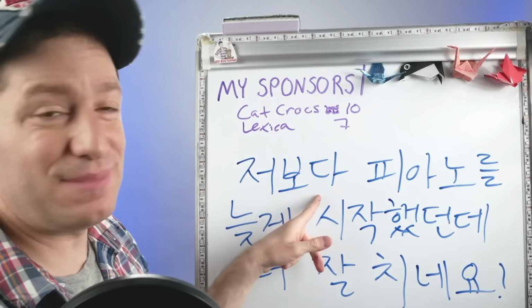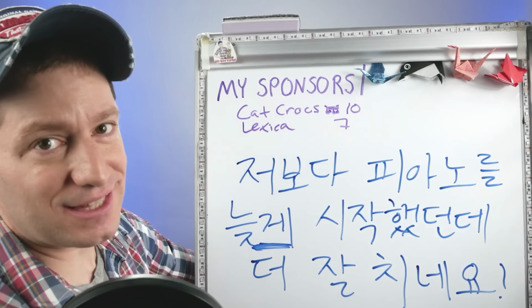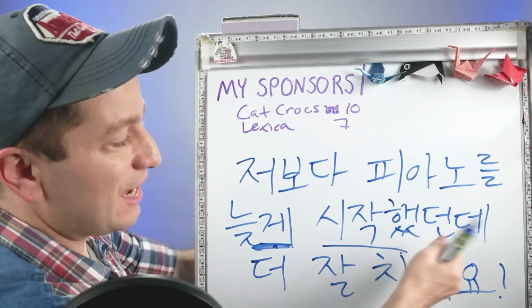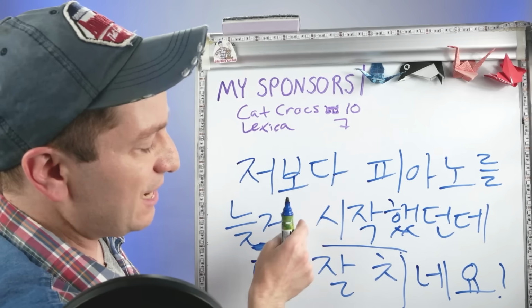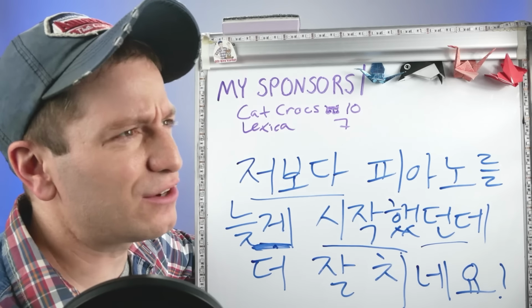저보다, more than me. 피아노, 늦게, late. 늦다 is to be late. So 시작하다, to start, late. 시작했던데. So you started piano later than me. 저보다, more than me. Yeah, I remember you started piano later than me.